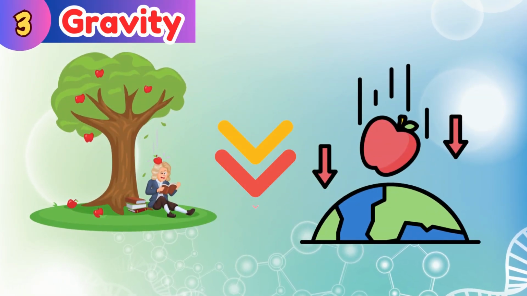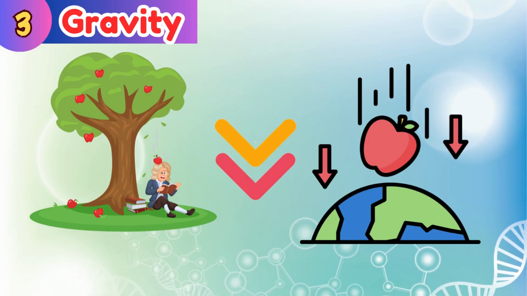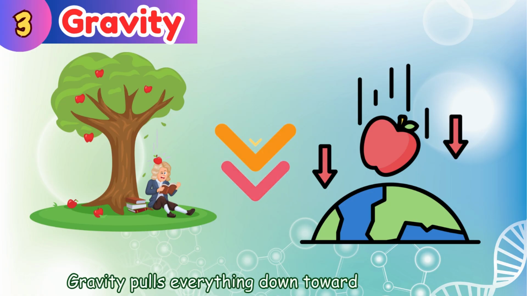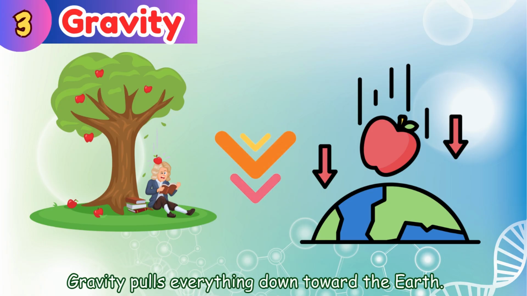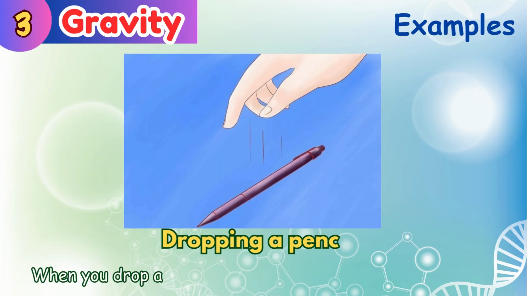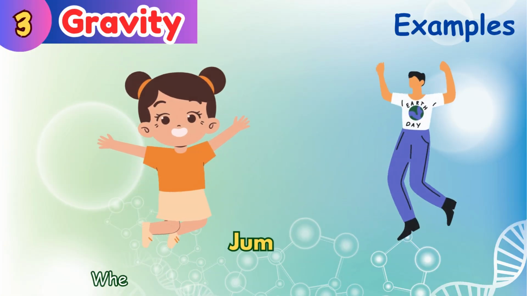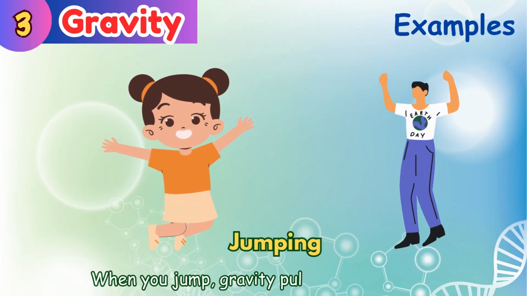Gravity. Gravity pulls everything down toward the earth. When you drop a pencil, gravity makes it fall to the ground. When you jump, gravity pulls you back down.